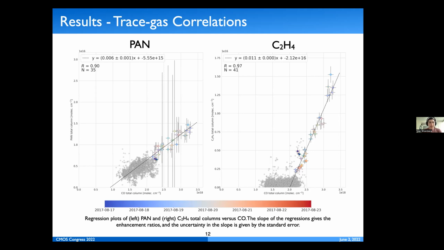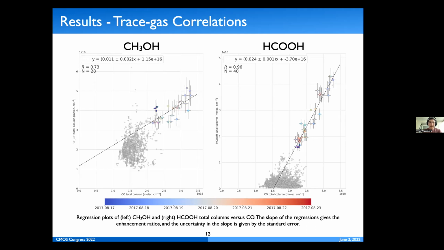So in the case of PAN and ethylene, we get really nice correlations between each VOC species and CO. In the case of PAN, we get an R of 0.9, and for ethylene, we get an R of 0.97. So we get really strong correlations between these species. For methanol and formic acid, it's a pretty similar case. We get a slightly weaker correlation with methanol, but still a relatively good regression. I should mention that the slopes of these regressions are what we call the enhancement ratios between each species and CO. And again, for formic acid, we get a really nice correlation, R of 0.96.